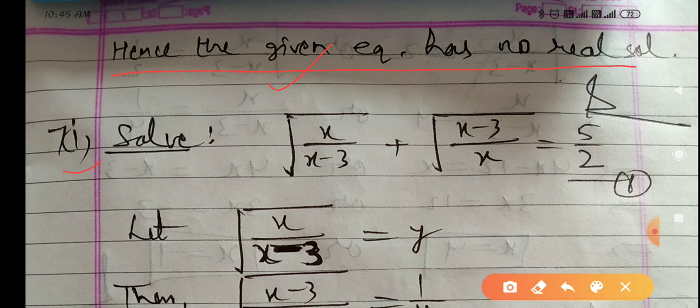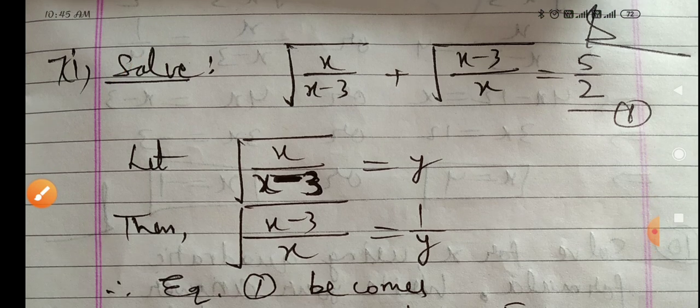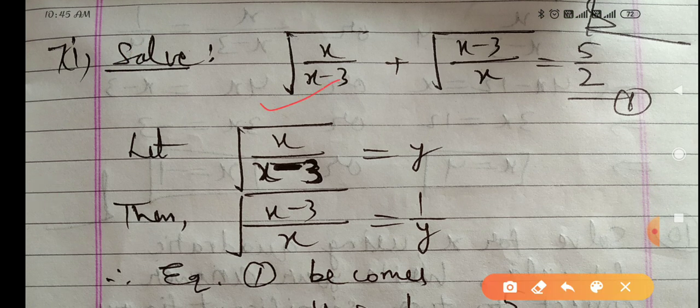Now you can see seventh question, first part. It is also an example. It is also a question based on equations reducible to quadratic equations. So here it is given: √(x/(x−3)) + √((x−3)/x) = 5/2. I have called this equation 1.